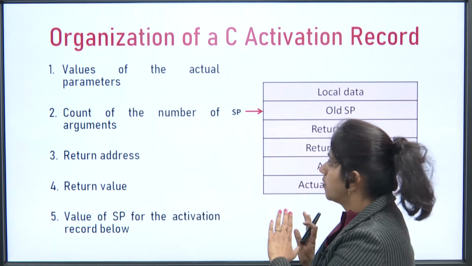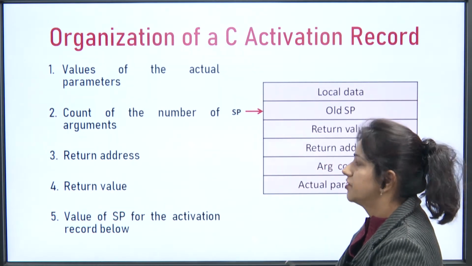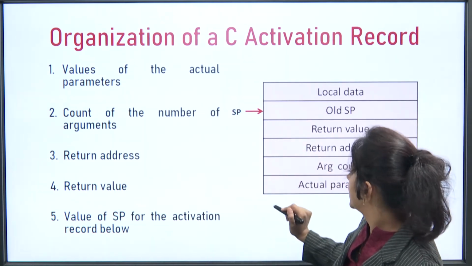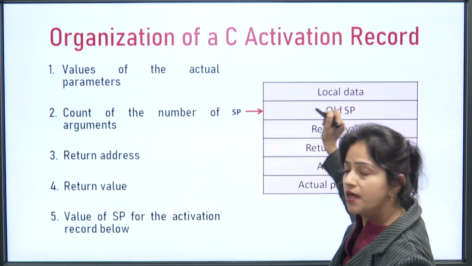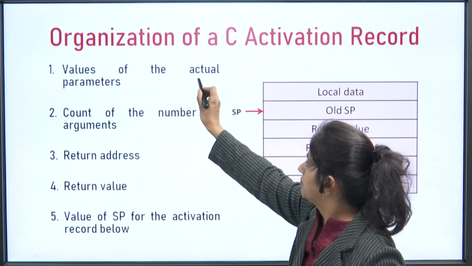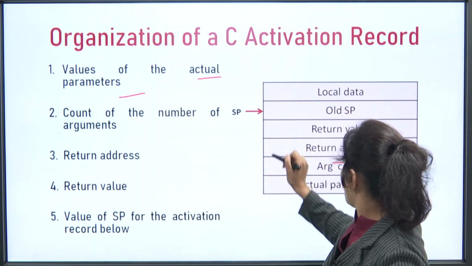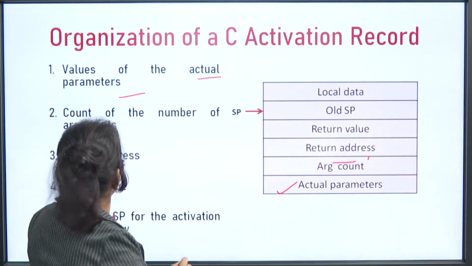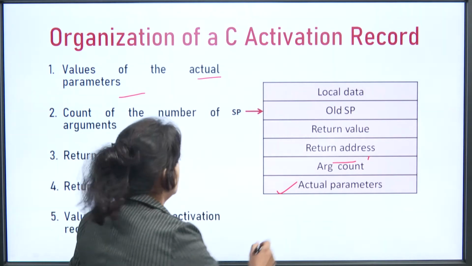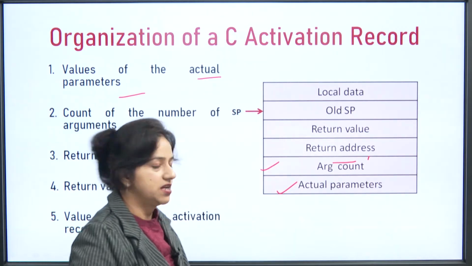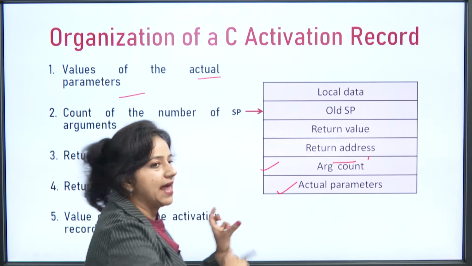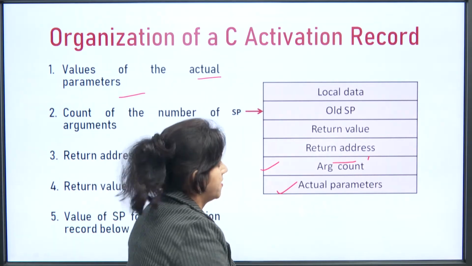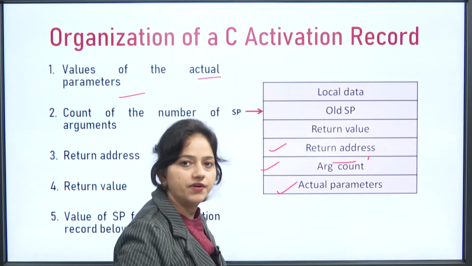Now, we will go into some details of what the activation record has. Here we have 6 fields, basically this is for the local data. Next is the value of the actual parameters. So, all the values of the actual parameters will be kept here. Next, the count for the number of arguments will be kept here. If we are talking about a procedure, then it will return from some address. So, the return address will come over here.